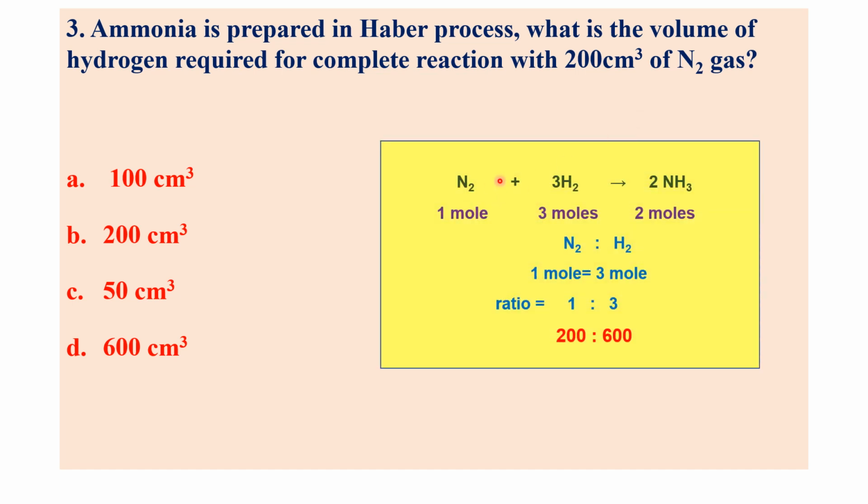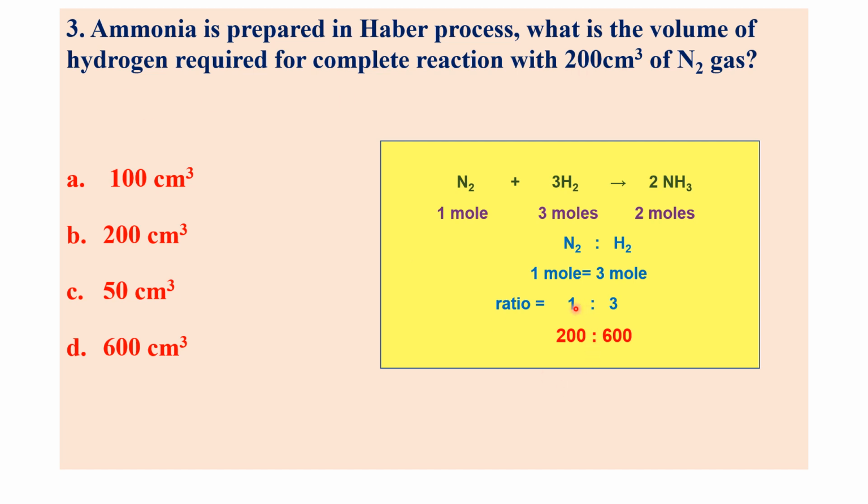Nitrogen will react with hydrogen and produce ammonia. From the balanced chemical equation, 1 mole of nitrogen will react with 3 moles of hydrogen and produce 2 moles of ammonia. So their mole ratio is 1 mole of nitrogen requires 3 moles of hydrogen, which means they will react in the ratio of 1:3. In the question, 200 cm cube of nitrogen gas is given. So we will take 3 times of 200 cm cube for hydrogen.